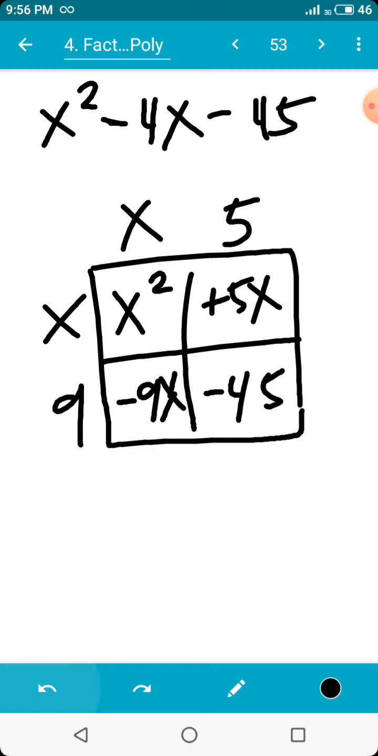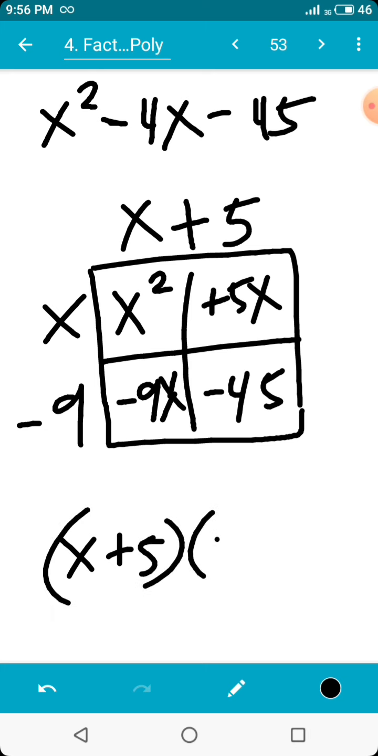So, dapat, i-adjust natin yung sign ng 9, which is negative, kasi dapat negative 9x ang product. Okay? And then 5 times negative 9, that is negative 45. So, tama siya. Okay, so ibig sabihin ang sign ng ating 5 ay positive. So, yung factors natin ay x plus 5 and x minus 9. Okay? So, same lang din yung nakuha natin factors kanina.